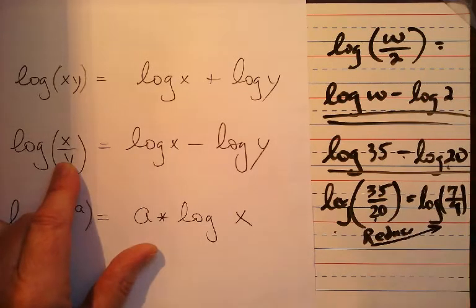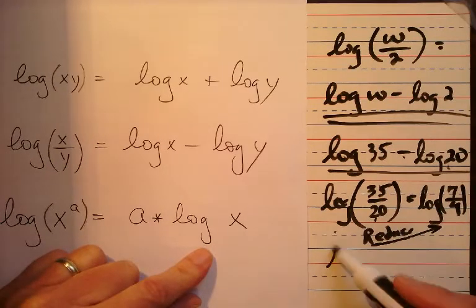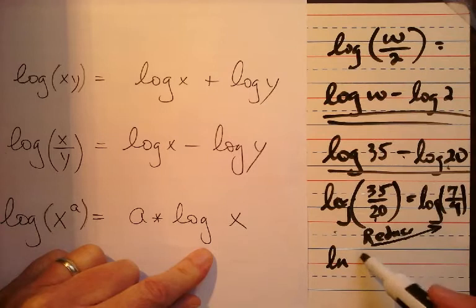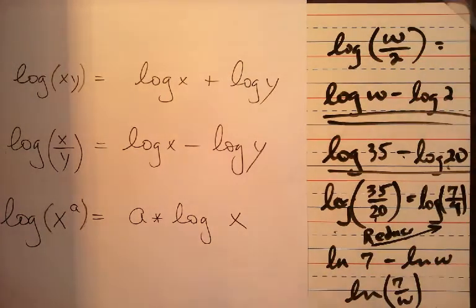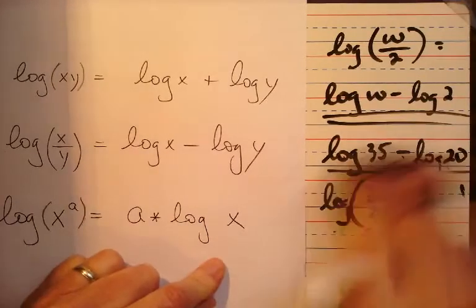How about that? And it works the same way with natural logs, doesn't matter. So if I had natural log of 7 minus natural log of w, that would just be the natural log of 7 over w, just like that. You'd be done. How about that? Easy peasy, huh? Let's try another one.